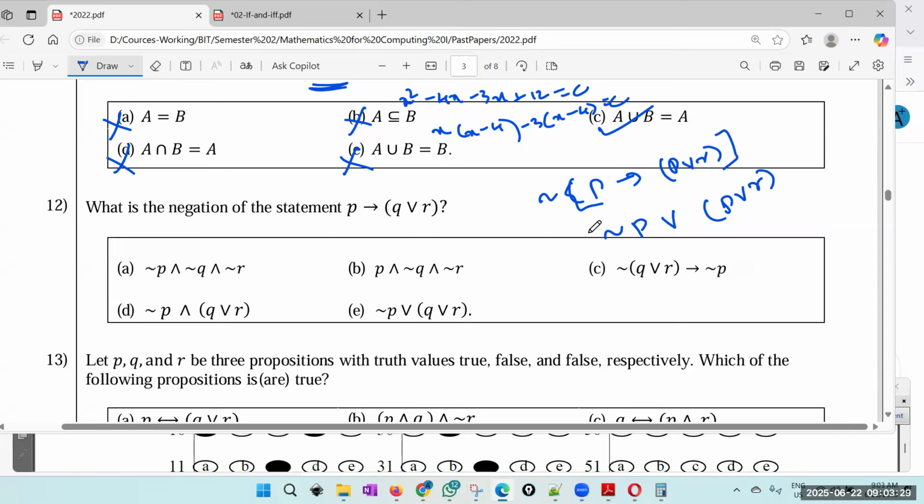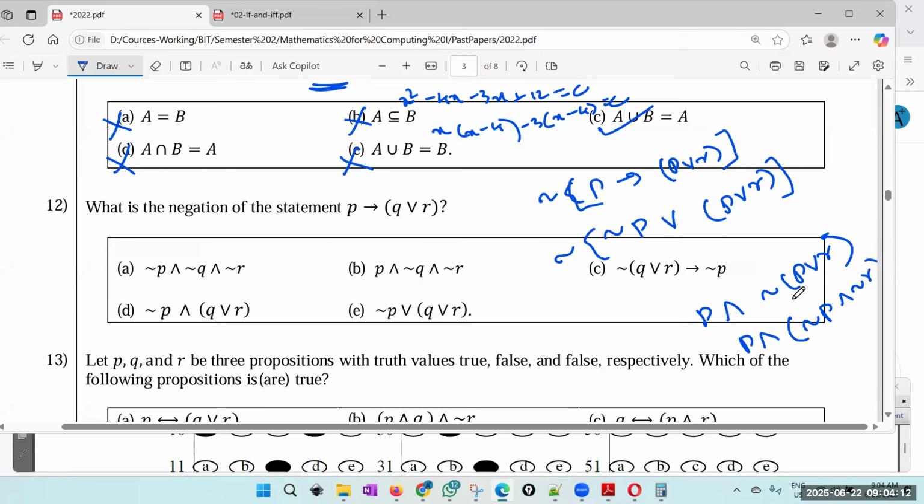So this is not (not P or Q or R), right? Correct. Now if I apply the De Morgan rule, not of not P is P, and not of Q or R. So these are all equivalent statements. Now let's see whether we have any of these. I can apply De Morgan rule again here also, then P and not Q and not R. That is another option.